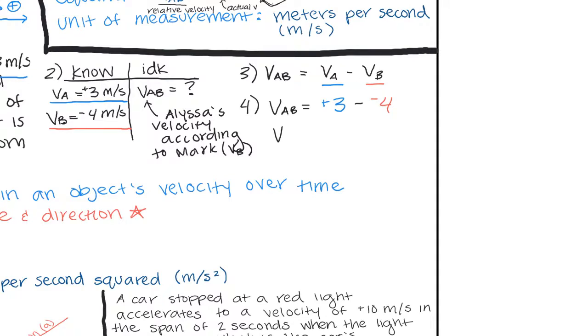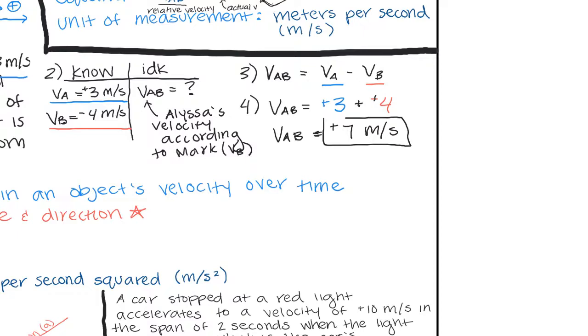So I'm going to subtract negative 4 from positive 3. Now, anytime you have a minus sign and a negative number, I want you to just pretend that those are 2 plus signs. So now it looks like we are adding 3 and 4 together to get our relative velocity of 7 meters per second.